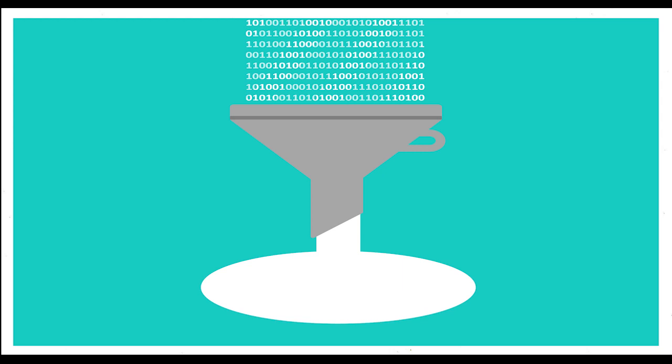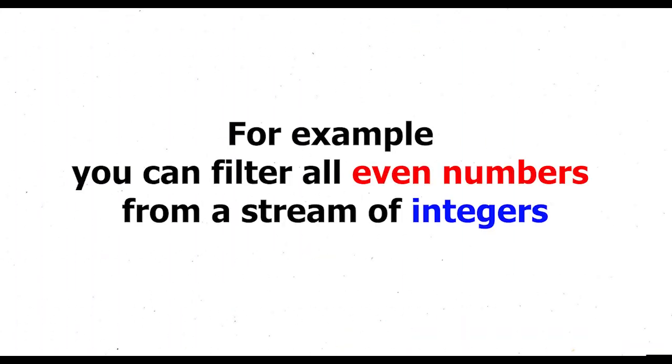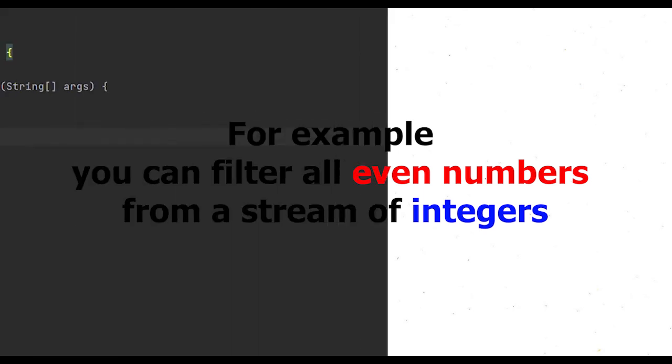Filtering. The filter operation allows you to select specific elements from a stream based on a given condition. For example, you can filter all even numbers from a stream of integers using the following code.